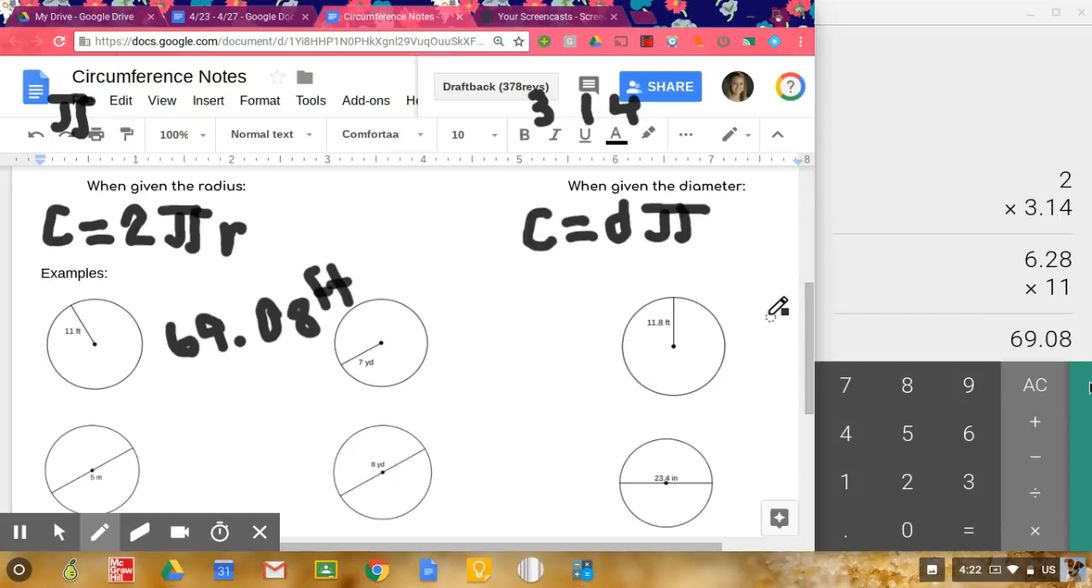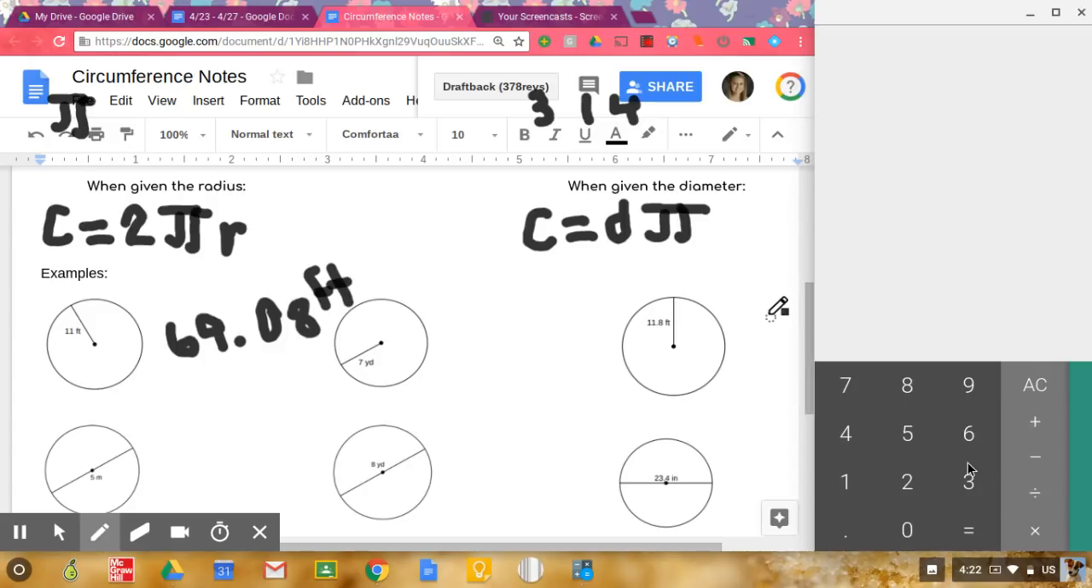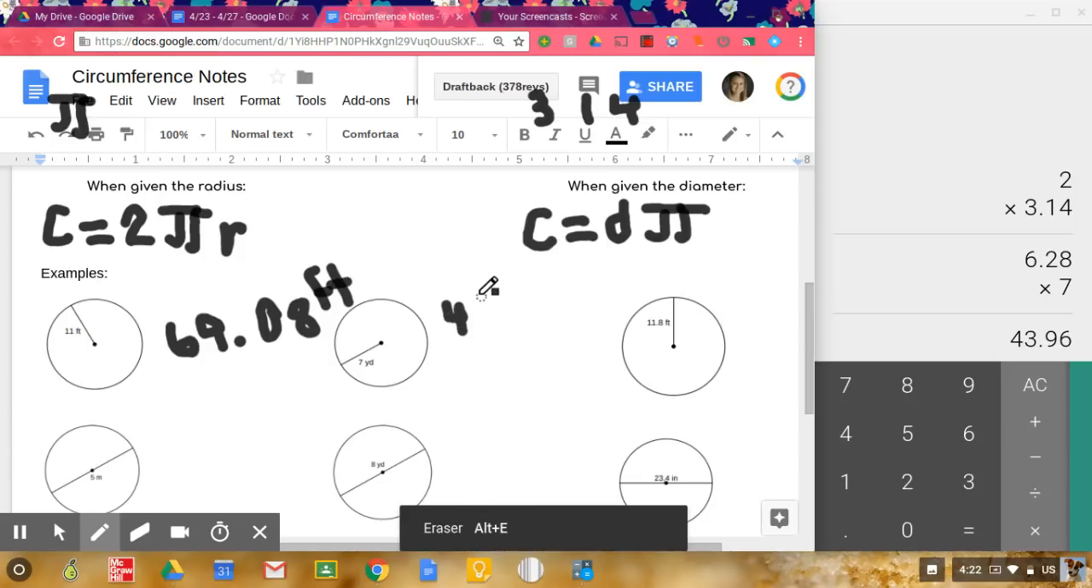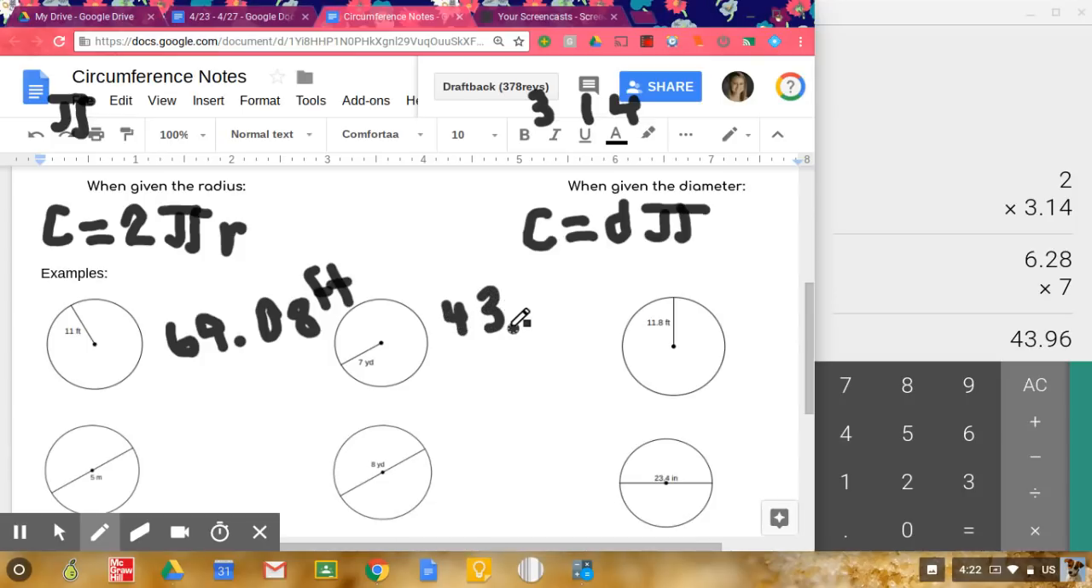All right, next one. We've got a radius of 7. So 2 times 3.14 times 7 equals 43.96. This is super sloppy, but if you're listening to it, then you'll know what I'm writing. It's supposed to be in yards.